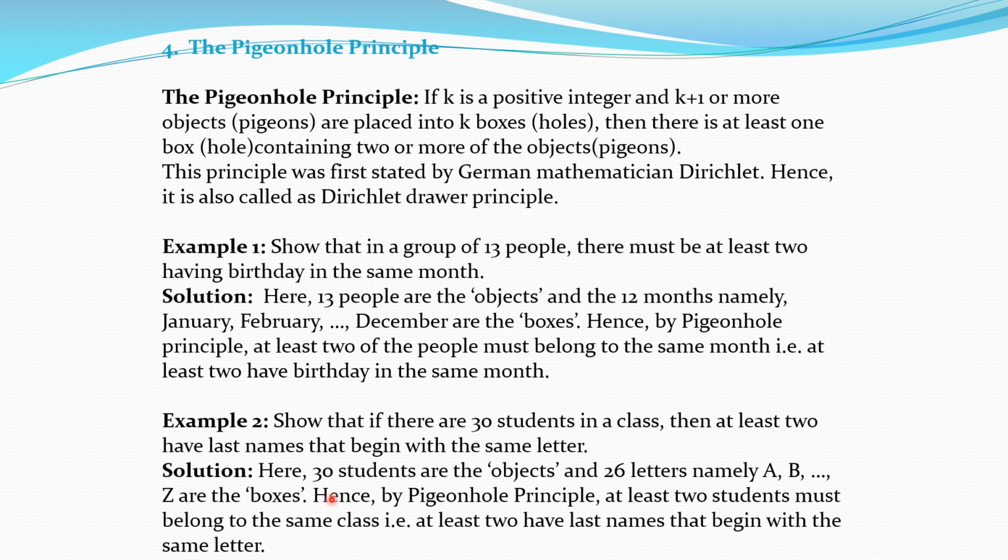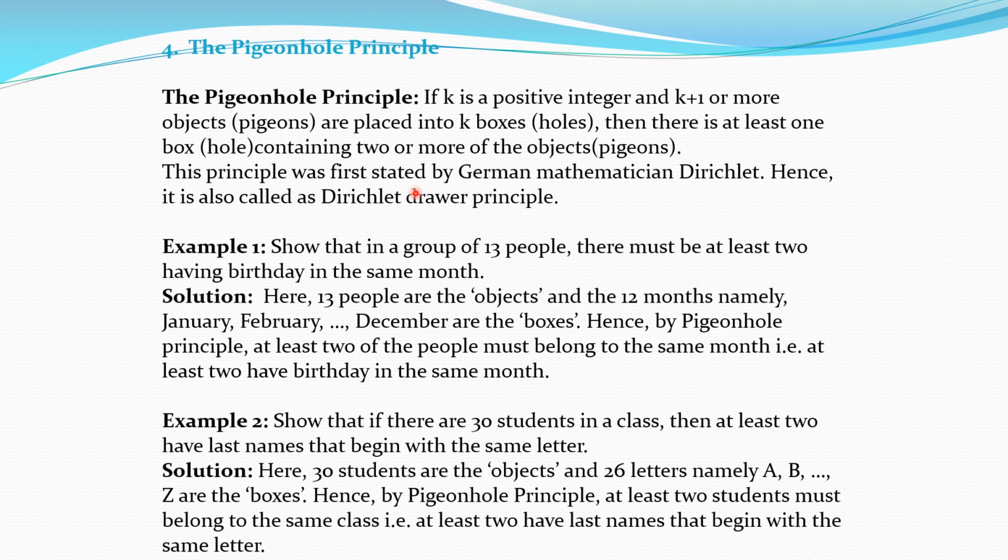See the statement. If k is a positive integer and k plus 1 or more objects or pigeons are placed into k boxes or holes, then there is at least one box or hole containing two or more of the objects, that is, pigeons. This principle was first stated by German mathematician Dirichlet. Hence, it is also called as Dirichlet-Brouwer principle.